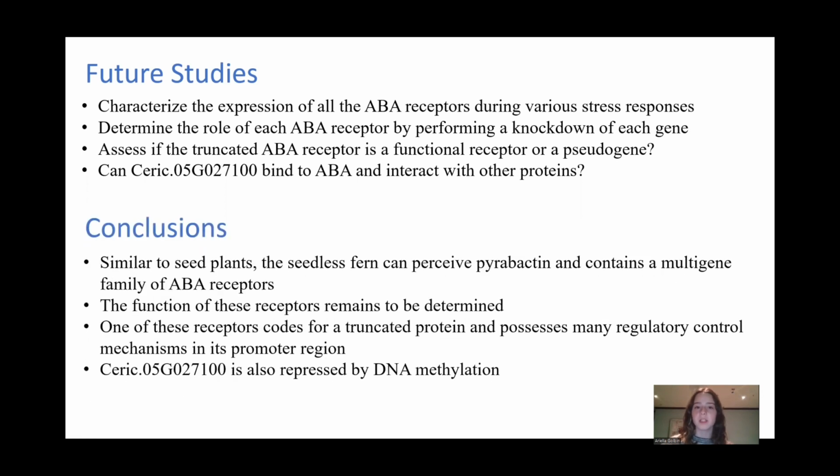In conclusion, similarly to seed plants, the seedless fern can perceive pyrabactin and contains a multi-gene family of ABA receptors. The function of each receptor remains to be determined. One of these receptors codes for a truncated protein and possesses many regulatory control mechanisms in its promoter region. It also is repressed by DNA methylation.